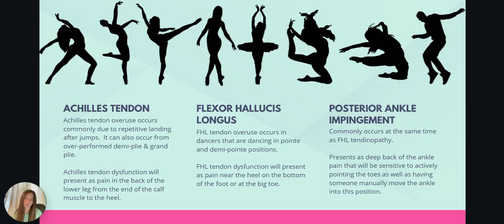And finally, posterior ankle impingement. This is kind of the cousin of FHL tendon dysfunction because they happen together quite often.